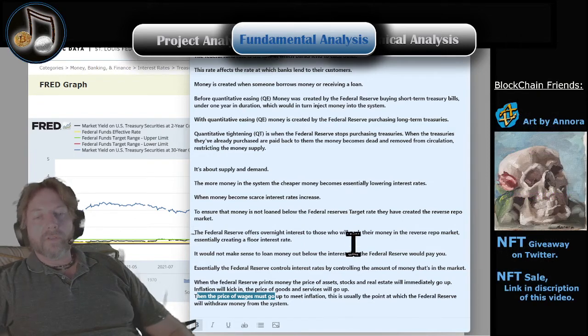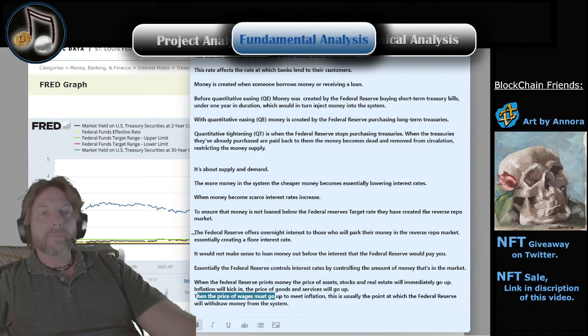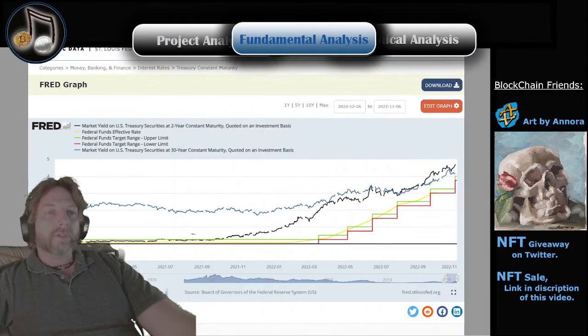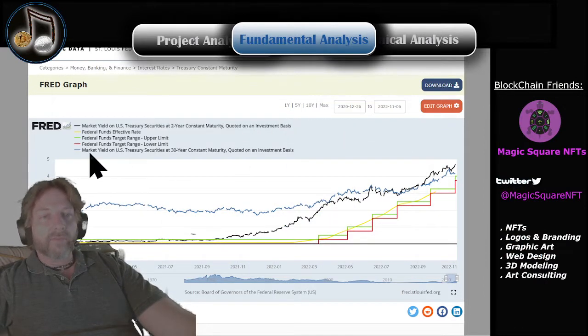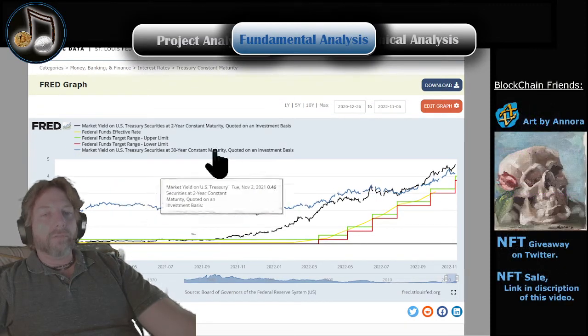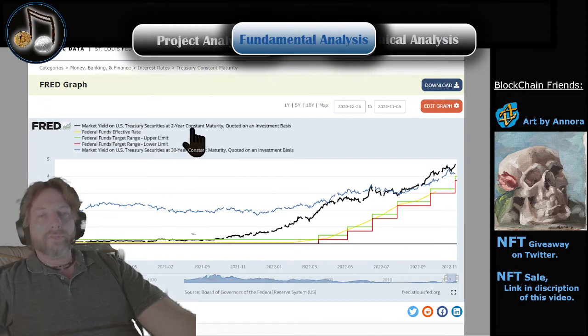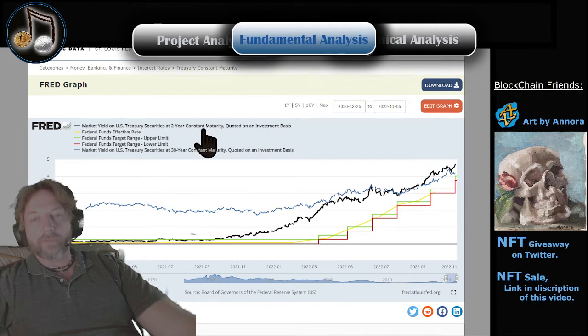So there's a couple more things that I want to look at. This is essentially how the interest rates work. I want to look at this. This I found interesting. What we have is the 30-year Treasury in blue, the 2-year Treasury in black, and then the effective federal interest rate in yellow. Then we have the upper limit in green and the lower limit in red.